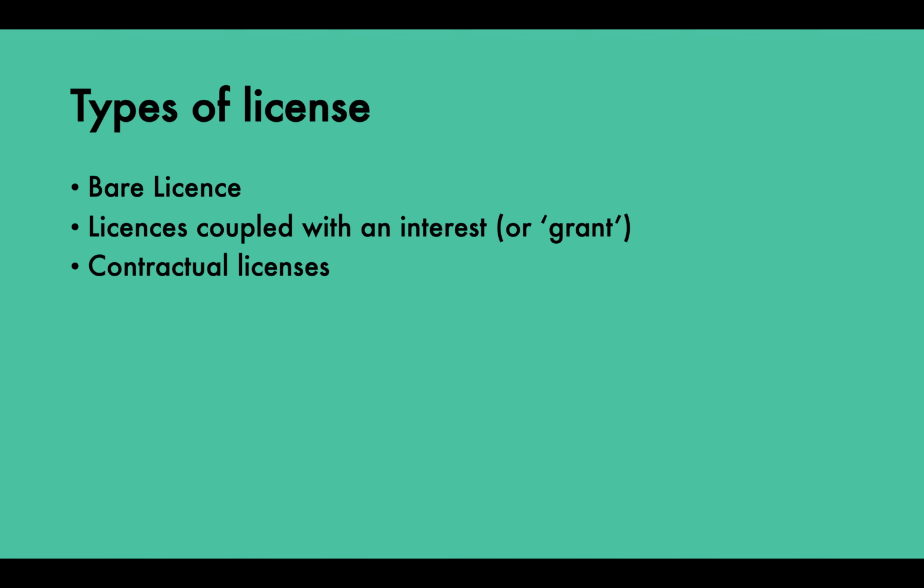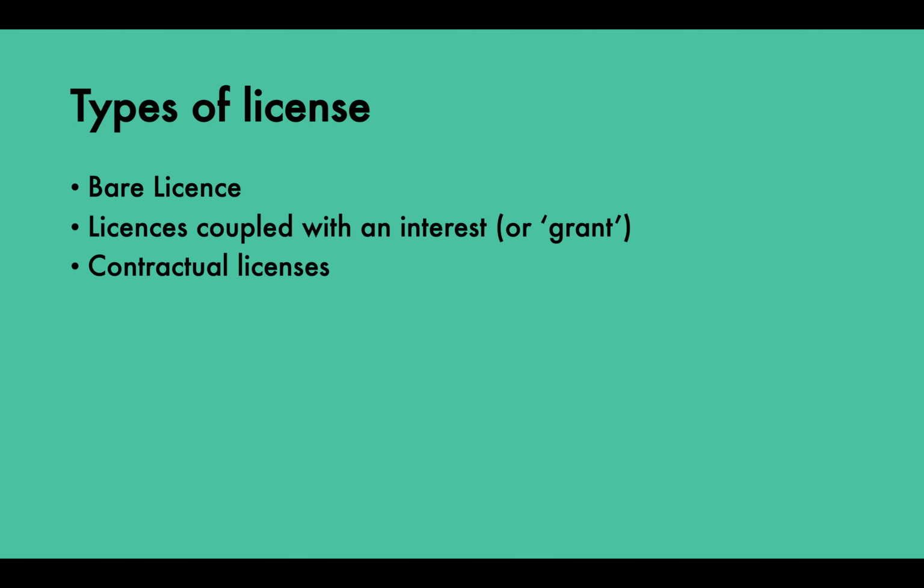Then there are licenses coupled with an interest or grant. So, for example, a profit à prendre will have a license attached or coupled to the profit in order for that profit to be exercised. But arguably it's not really a license, as it's simply allowing the proprietary right to be exercised. So, for example, allowing someone to come on your land to chop wood and take wood away. Because it's coupled with an interest, it's just allowing the proprietary right to be exercised anyway. So you could argue that it's not really even a license.